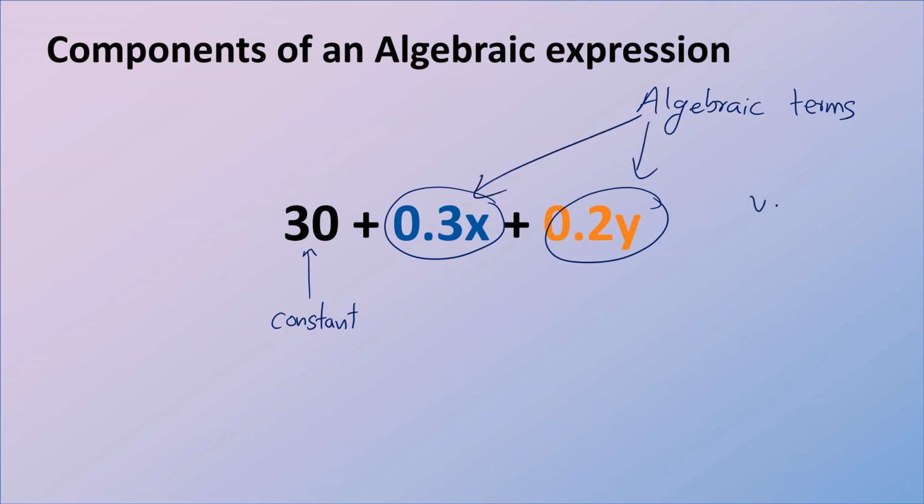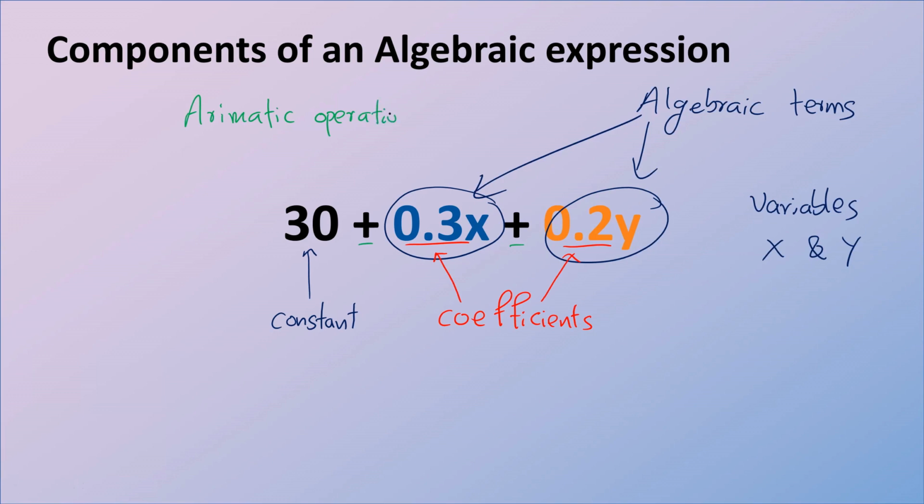And in this expression, we have two variables, x and y. 0.3, 0.2, we call them coefficients. And also we can see the plus sign. Sometimes you can have the minus sign or the multiplication or the division. So we can also expect arithmetic operations. So in an algebraic expression, we have constants, variables, coefficients of the variables, and arithmetic operations.